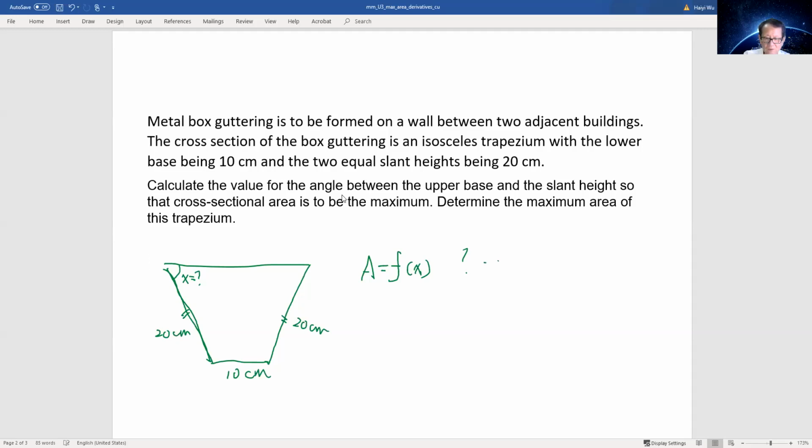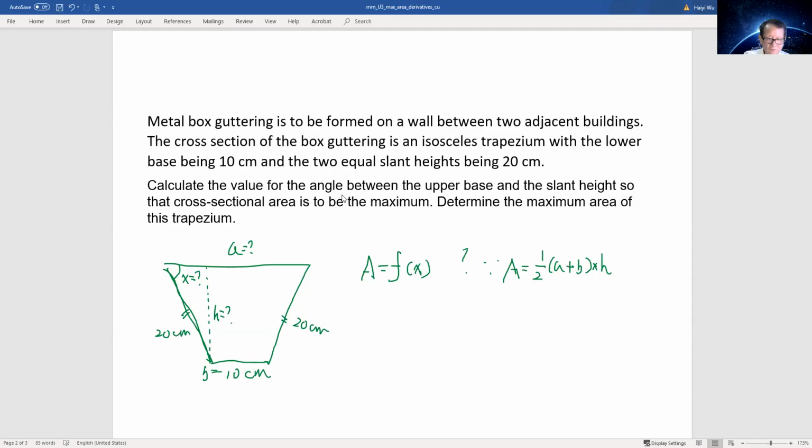We know the area of a trapezoid uses the formula half of the upper base plus bottom base, times the perpendicular height. We know the bottom base is already given, which is 10 centimeters. But we don't know the upper base, so we put a question mark. We also don't know the vertical height, so we call it H.